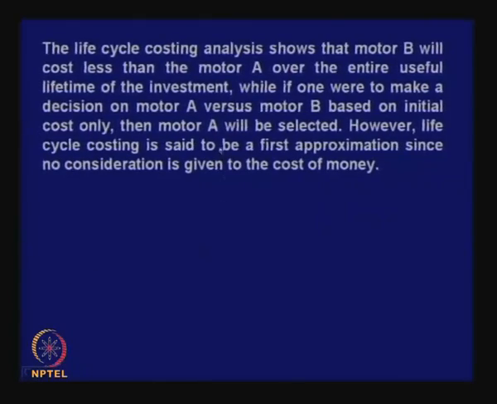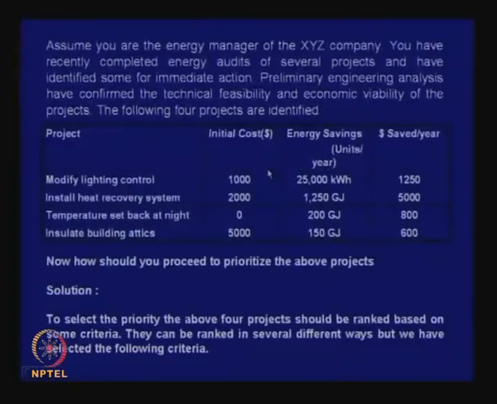So, the life cycle costing analysis shows that motor B will cost less than motor A over the entire useful lifetime of the investment. While if one were to make a decision on motor A versus motor B based on initial cost only, then motor A would be selected. However, life cycle costing is said to be a first approximation, since no consideration is given to the cost of money. How the costing will change, we have not considered.